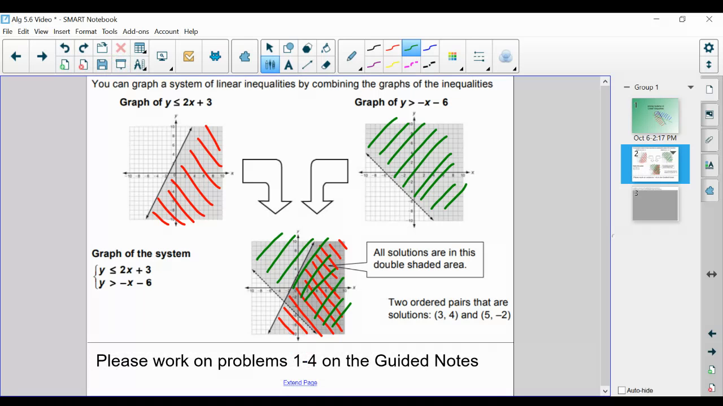Awesome. With this in mind, please work on problems 1 through 4 on the guided notes and resume when you're ready to move on.